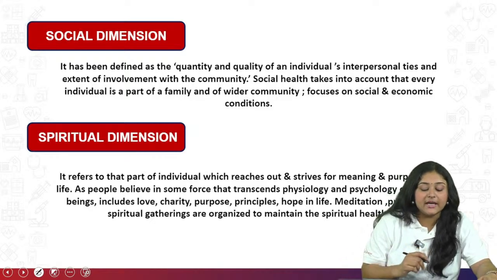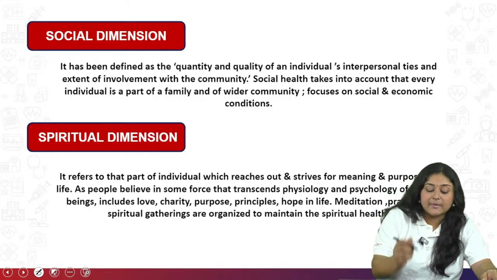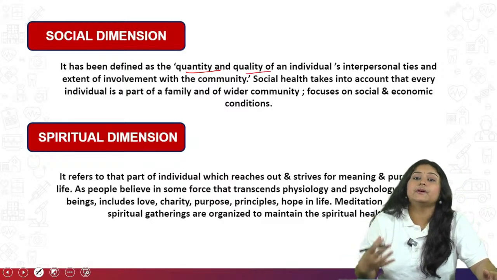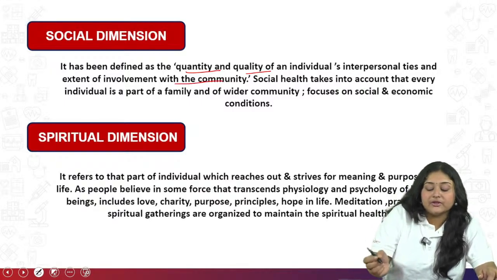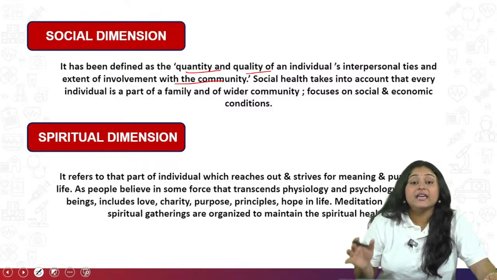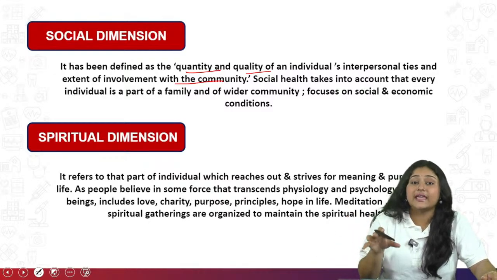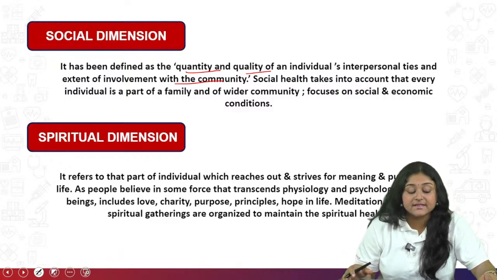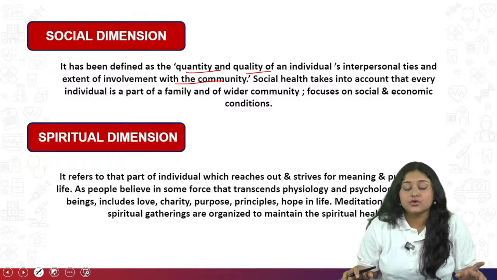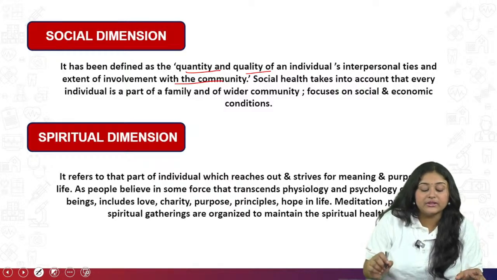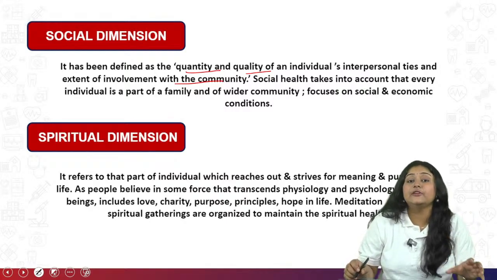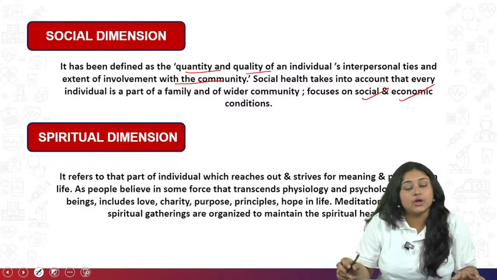Now come to the social dimension. Social dimension is mainly defined as the quantity as well as the quality of an individual's interpersonal ties and extent of involvement with the community. How much they can involve in community functions and social practice, and how they can cope with their interpersonal ties. Based on that, they function. That is called the social dimension. Social health takes into account that every individual is a part of the family as well as a wider community, which focuses on the social as well as the economic condition.